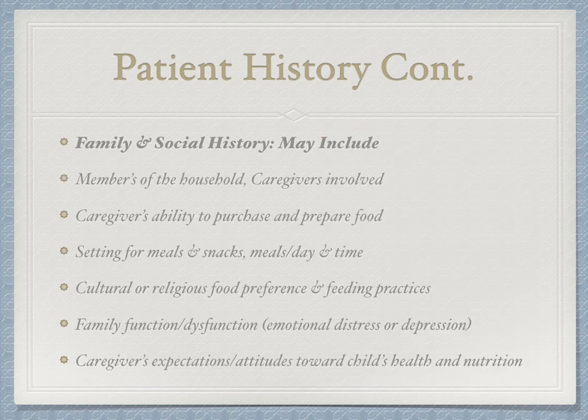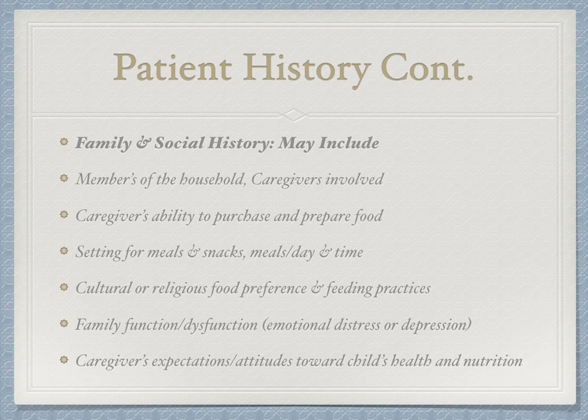Family and social history is a big part of any nutrition assessment for a pediatric patient. It's important to consider who the members of the household are, who is taking care of the child. Are there 2 parents? Is there 1 parent? Are they in foster care? And what is the ability of the family to purchase and prepare food? This has a big impact on providing complete nutrition for a child.